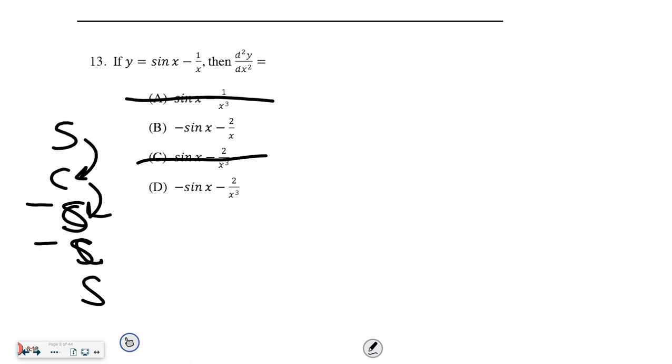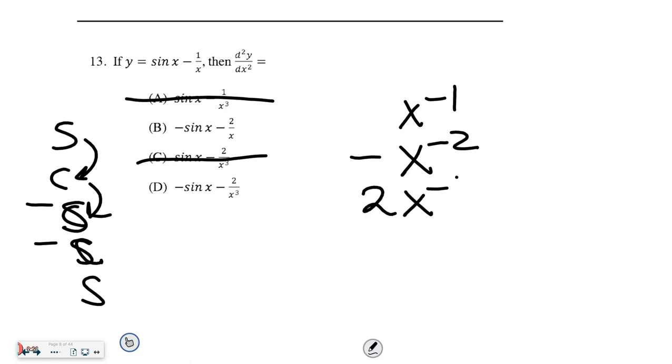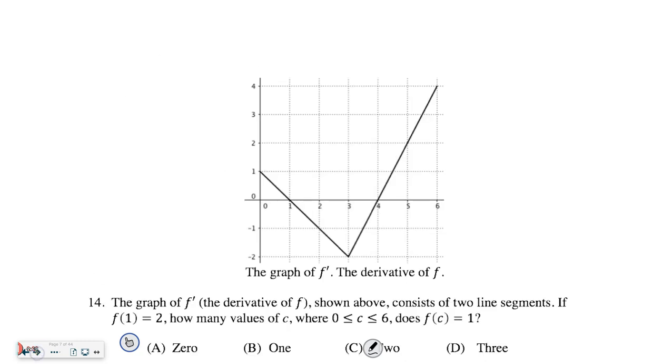We have x to the negative first. First derivative would be negative 1, x to the negative 2. Second derivative would be 2, x to the negative 3. D falls out. Now that one was easy. Don't you think, Max? Like that one, you should be going off. Yeah. No problem on 13. Let's see what 14 has for us to do here.